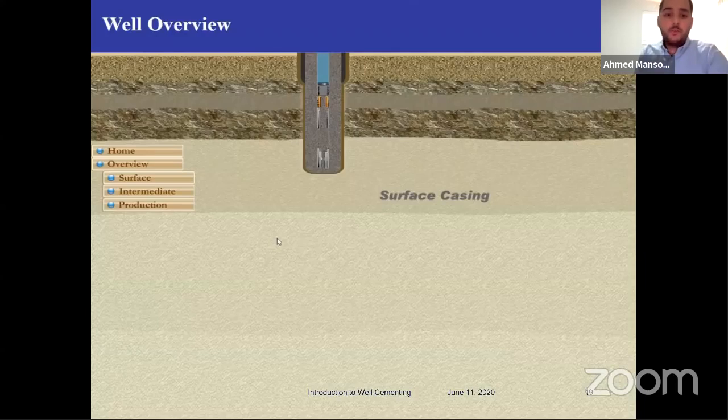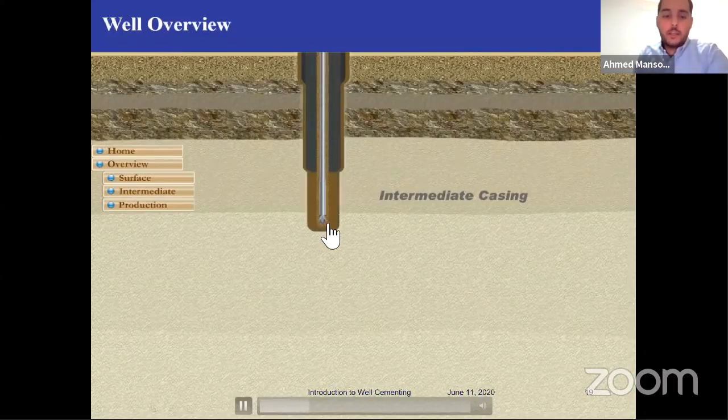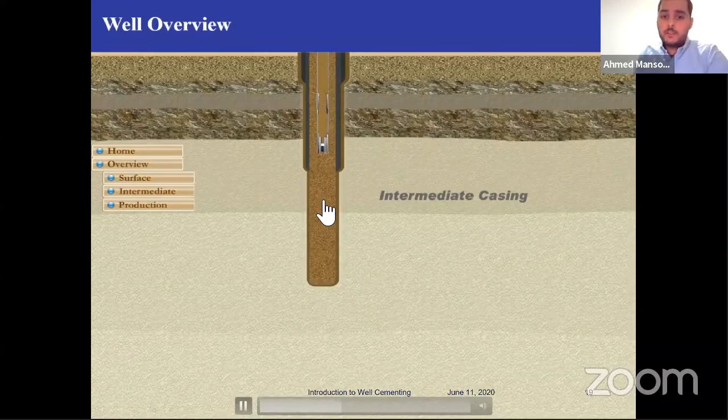Here it shows how we drill the intermediate. After we drill the surface, as you can see here, we start drilling inside the casing, the surface casing, and drill out inside the cement as well. And then after we finish drilling the open hole section, we trip out the drill string and run the casing. It's similar to the previous, the surface cement job.